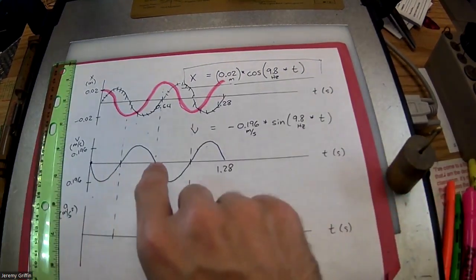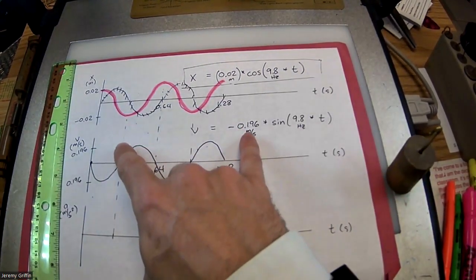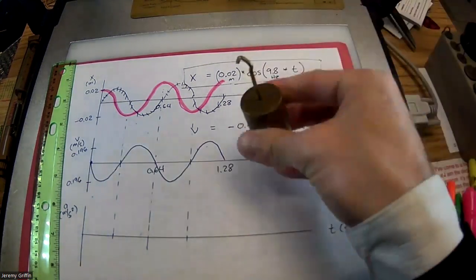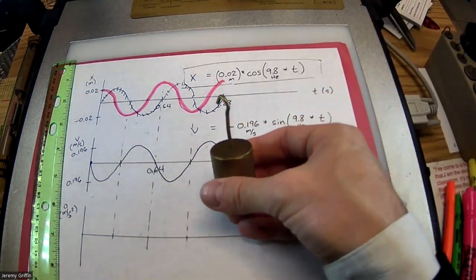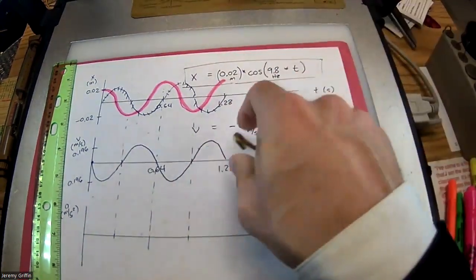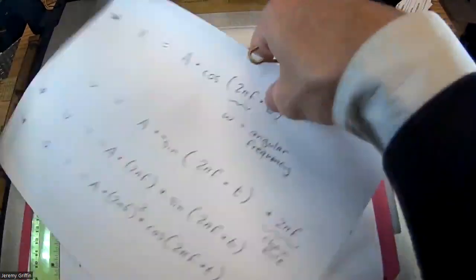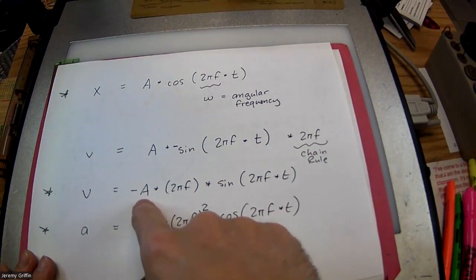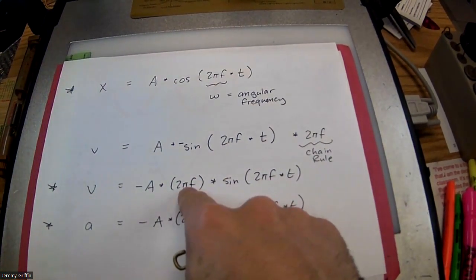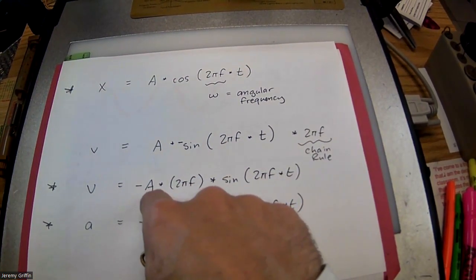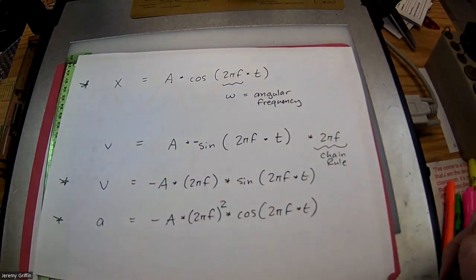But would the maximum speed change? And maximum speed would change, right? Because if I pull it further and it oscillates in the same time period, it has to be going faster through the center. That would be consistent with this too. The amplitude times 2 pi f, right? So frequency would be the same because time period is the same. But if the amplitude changes, then the maximum speed also changes, right?